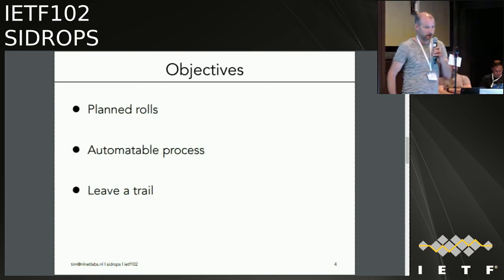So what are the objectives? Well, my main objective is planned rolls. I want a process that is automated, that can work unattended. And I want to leave a trail for outdated software. I mean, people install things on Docker images and they don't update it. Might be the wrong way to do it, but it happens. So I want them to be able to get the latest somehow.